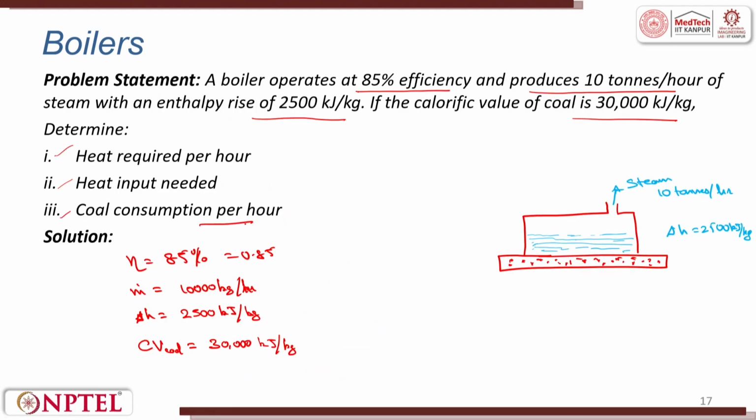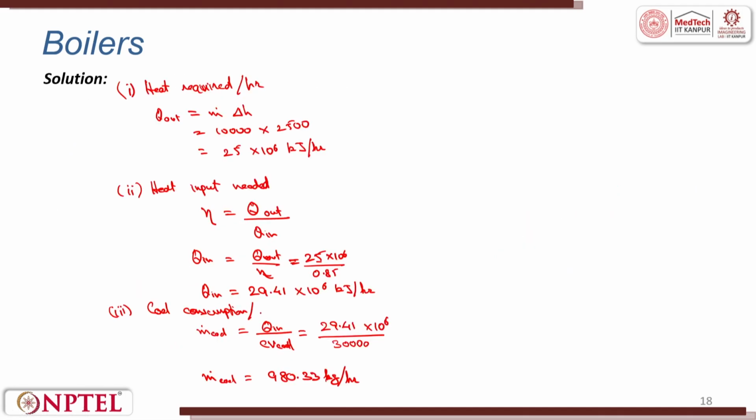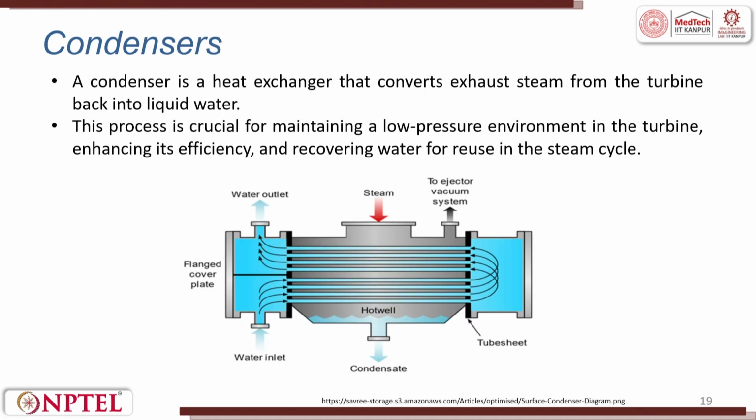Coal consumption per hour is asked, so this is all calculated. Next, I will talk about condensers. A condenser is a heat exchanger that converts exhaust steam from the turbine back into liquid water, that is from hot to colder part. This process is crucial for maintaining a low pressure environment in the turbine, enhancing its efficiency and recovering water for reuse in the steam cycle.